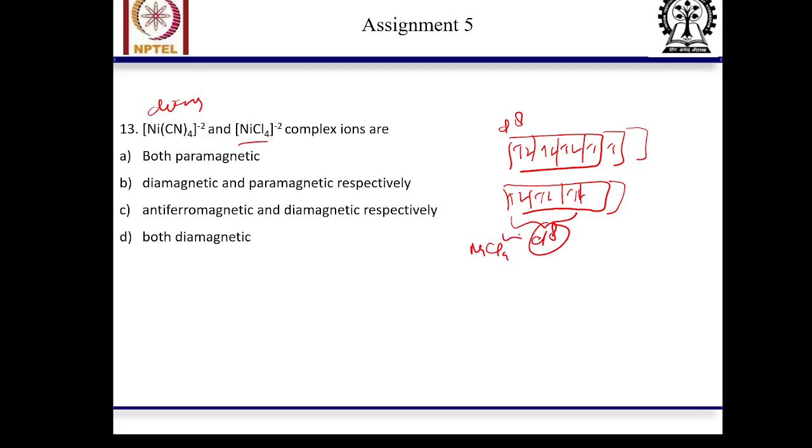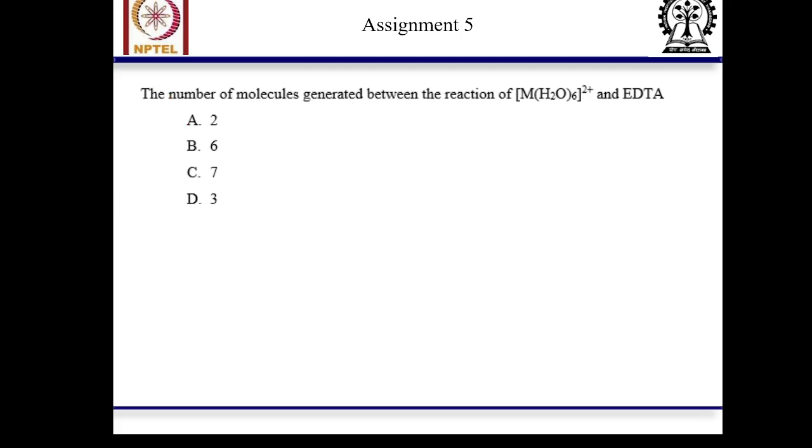NiCl4 2 minus. Now we have 1, 2, 3, 4, 5. This is also d8, right? But this is the weak field ligand, so pairing will not happen. So it is paramagnetic in nature. So the first one is diamagnetic, the second is paramagnetic.